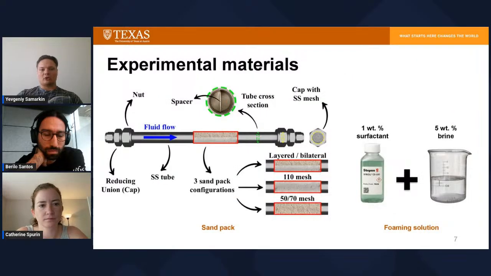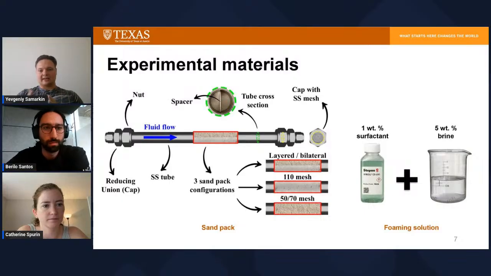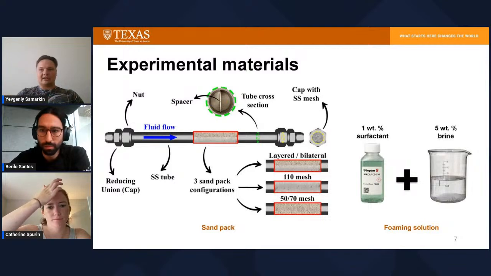So let's talk about some experimental materials that I had. All my experiments were done in the sandbag, and actually I had three sandbag configurations, and those you can see on the slide. My first sandbag was layered, and the remaining two were homogeneous. One sandbag was designed with 110 mesh size sand, and the second one out of 50 to 70 mesh size sand. And for the bilateral sandbag, I used the same sand sizes, but I positioned them in the layers.